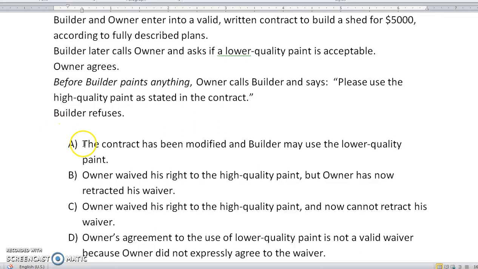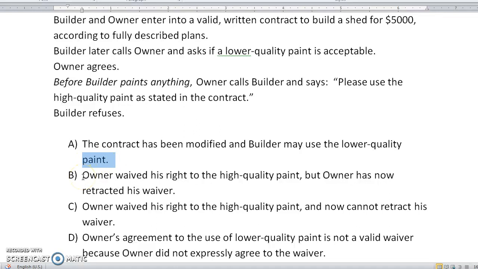Option A says the contract has been modified and builder may use the lower quality paint. In this case, we may examine the written contract and see if the terms have been modified. And in fact, it doesn't seem that the written contract has been modified. It's been more of a verbal modification, which is better addressed by option 2, option 3, or option 4.